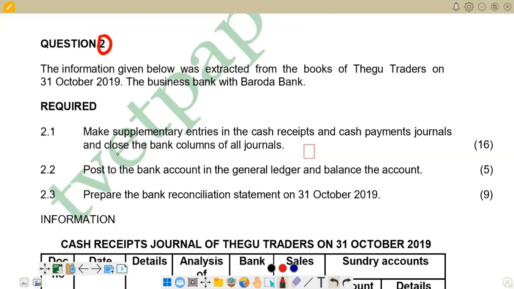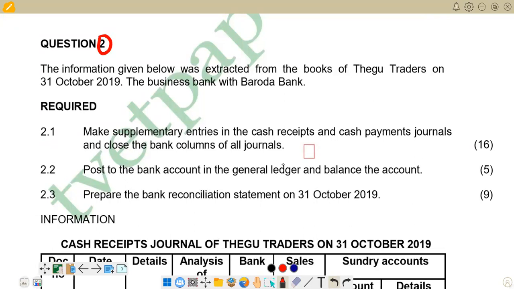And then the first part, 2.1, reads, make supplementary entries in the cash receipts and cash payment journals and close the bank columns of all journals. Second part, post to the bank account in the general ledger and balance the account. And lastly, prepare the bank reconciliation statement on 31 October 2019.